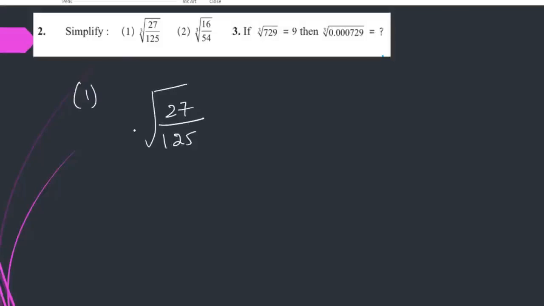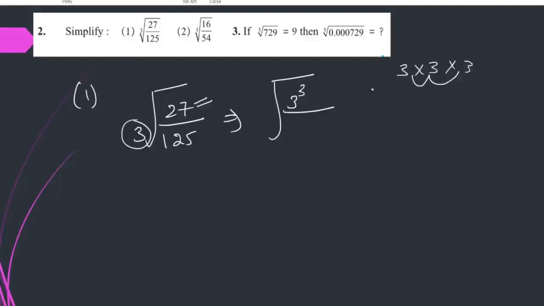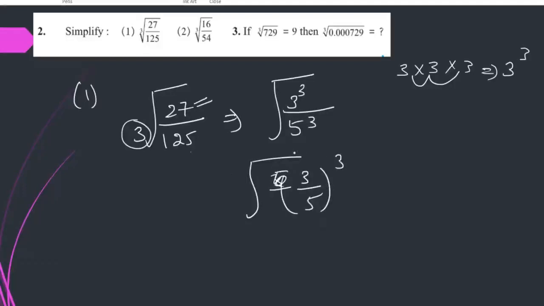Okay. So here cube is outside. So I want to check whether it is a perfect cube number or not. 27 is a perfect cube of 3, right? Shall I write 3 cube? 3 into 3 into 3. 3 3s are 9, 9 3s are 27. So instead of 27, shall I write 3 cube? 125, shall I write as 5 cube? Now what will happen? So 3 upon 5. So shall I write like this?